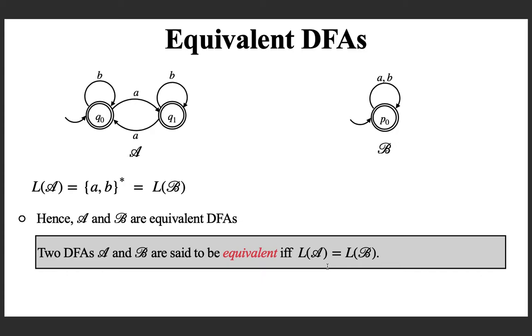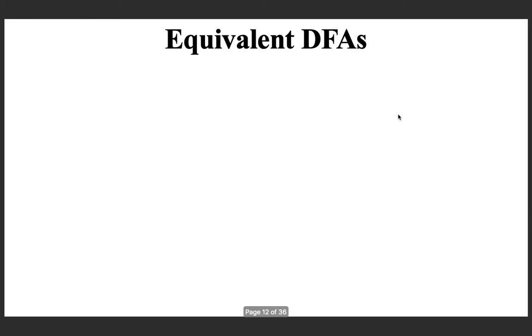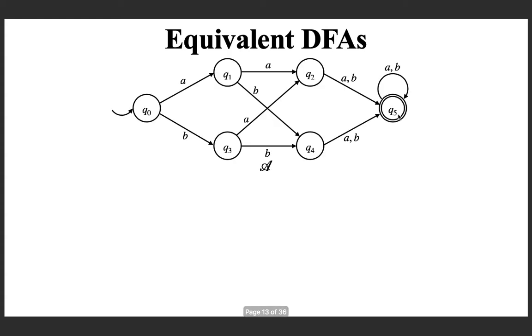And in this example, we know that B is a DFA with fewer number of states. A has 2 states and B has only 1 state. Let us move on to the next example. Here is a DFA given, A, and can you identify the language represented by this DFA?